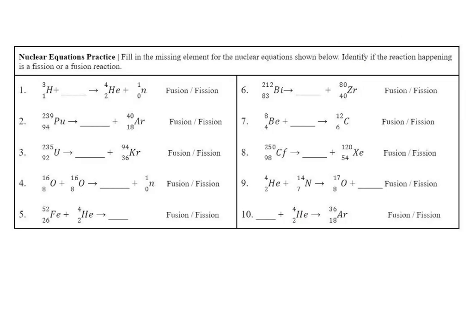All right, the next is the nuclear equation practice. It says fill in the missing element for the nuclear equation shown below. Identify if the reaction happening is a fission or fusion. So the first thing I want you to do is, on all of these arrows, change them to equal signs for every single arrow.